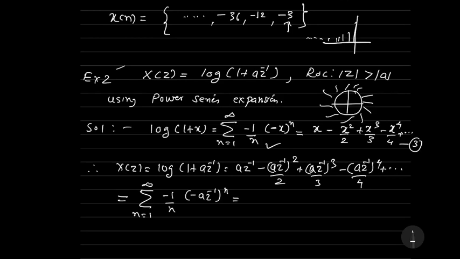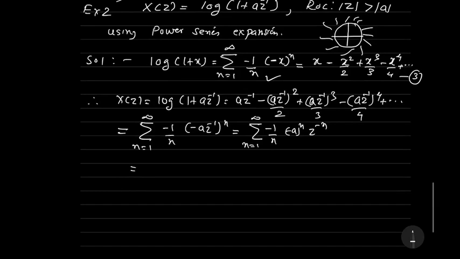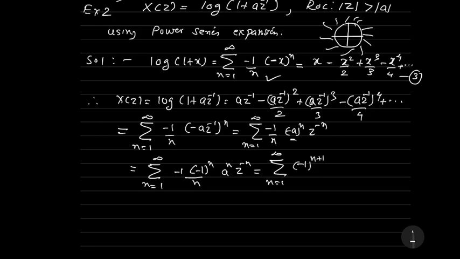Just rearrange the terms again. Sum over n equals 1 to infinity of minus 1 by n, and here we separate minus n z to the power minus n. Rearranging, this equals the sum over n equals 1 to infinity of minus 1 to the power n plus 1 upon n, taking a out, a to the power n z to the power minus n.